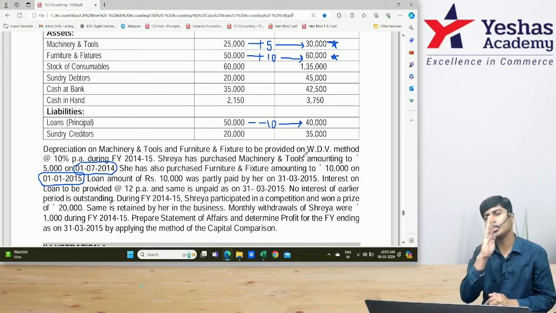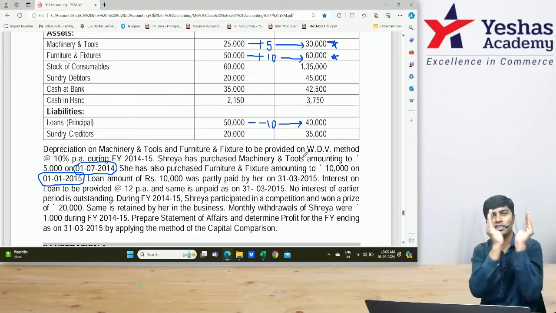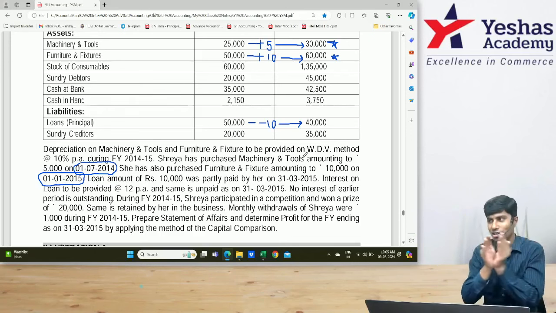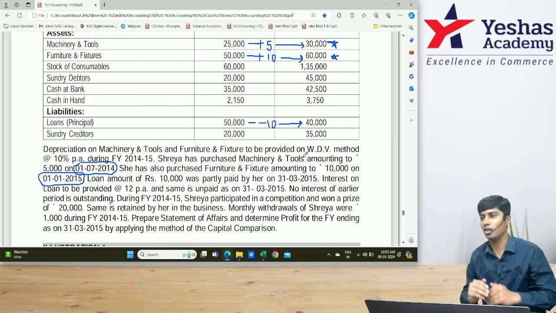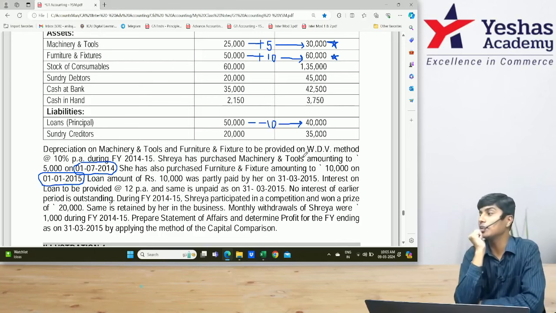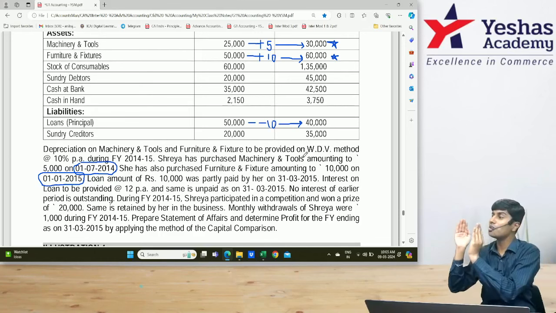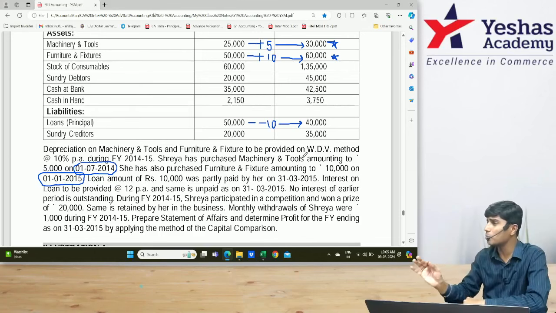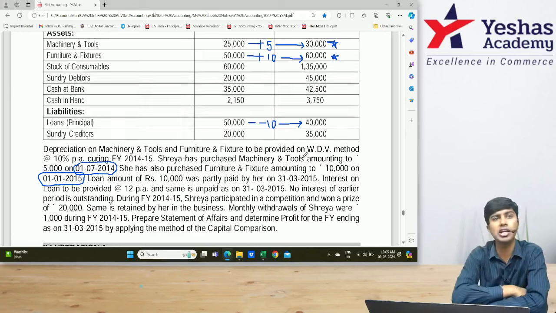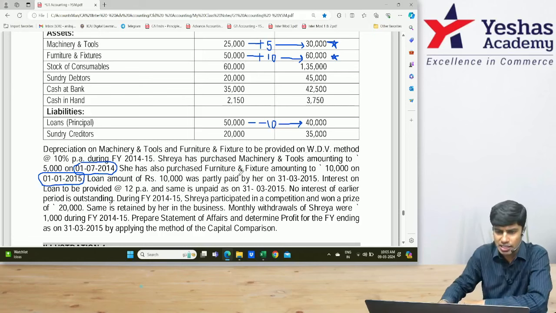What if the repayment is done after 6 months? First 6 months, interest on 50. Next 6 months, interest on 40. What if after 9 months you repay 10,000? First 9 months, 50. Last 3 months, 40. So it totally depends upon the date of repayment. See, when did they repay?